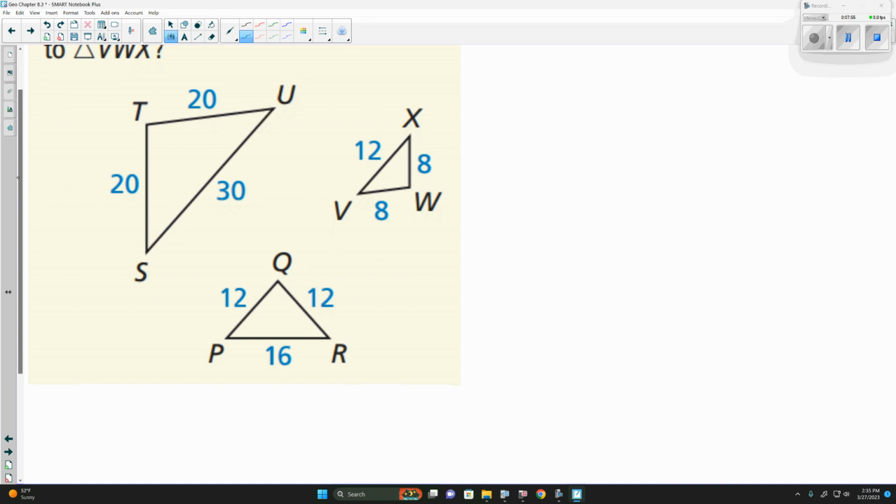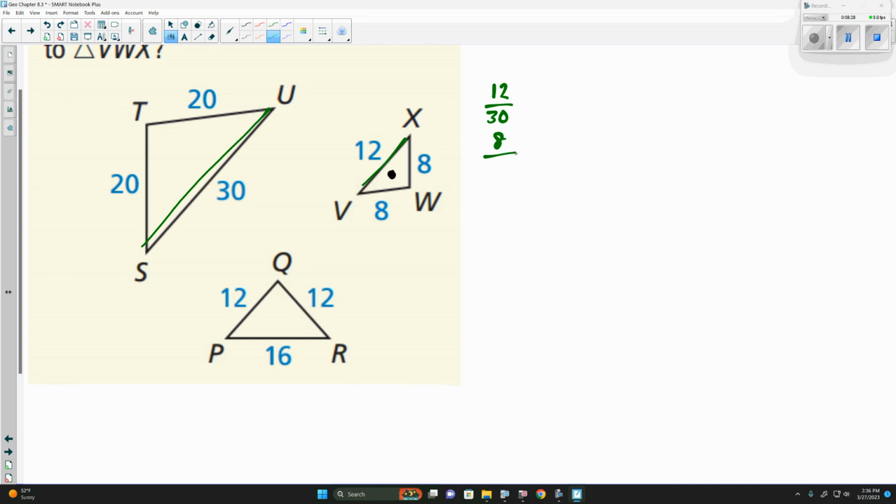So we're comparing it to VWX. Which one do we want to try first? 20, 20, 30 or 12, 12, 16? 20, 20, 30. So we could start off with the bigger side. So 12 over, not 20, 30. Because we got 12 over 30. Because 12 is the biggest side for this triangle here. 30 is the biggest side for this one here.